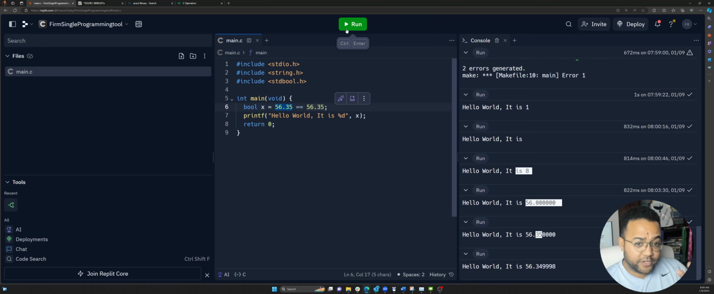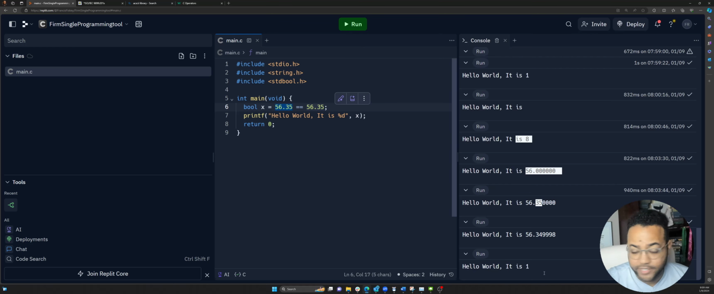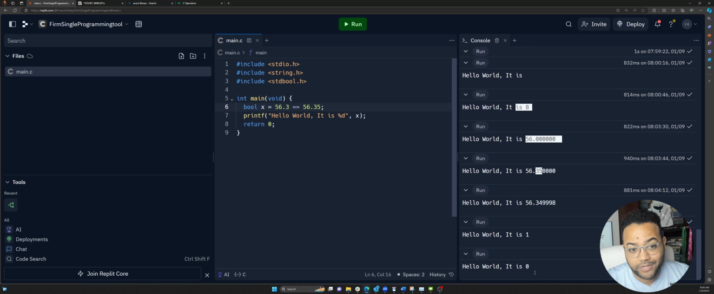All right, well, if you figured it out, the answer is 1, because 56.3 does equal 56.35. I didn't say the whole thing. But what if I removed one of these? What would happen? Well, we should get false, because they don't equal each other now. 56.3, if there was a trailing 0 here, that would be a 0, does actually not equal these two.